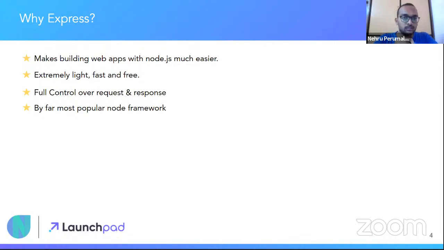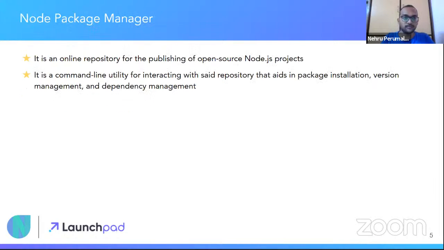Okay, so the third point is that we can fully control the request and response. We can configure the request, what is being sent, and we can configure the response, what we should send. By far it is the most famous. Whenever any person uses Node.js as a backend, they will also use Express as a framework for Node.js. Okay, so that is all about Express.js.